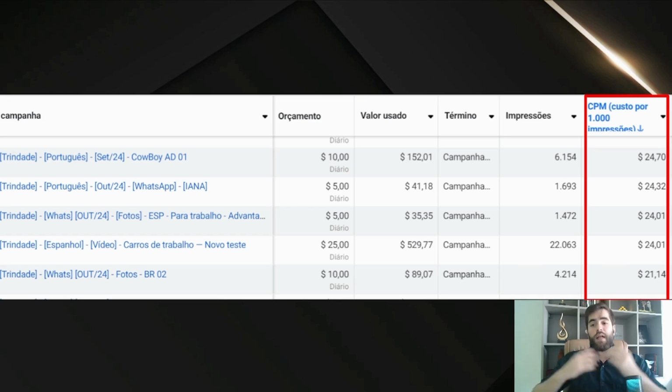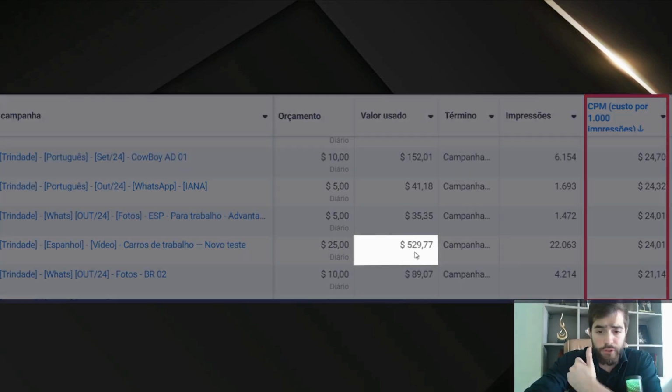If I wanted to have a CPM of $5, it doesn't mean that I'm going to have it. So we have to be straight to the reality and get the real results in the business, not the results that we expect. So the CPM right here, we have 24, and this is really good, and we're spending a lot of money, $500 on one campaign, $152 on another campaign. These are some specific publics that we are running the ads to.